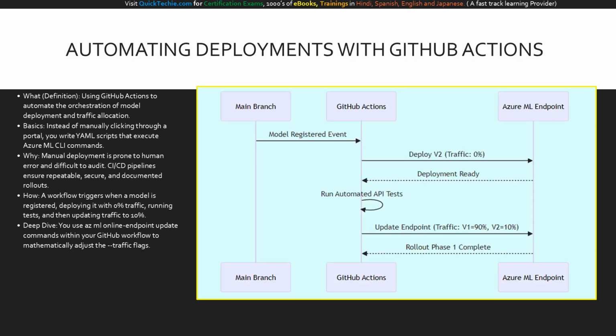Executing a progressive rollout manually is risky. Therefore, we must automate deployments using GitHub Actions.